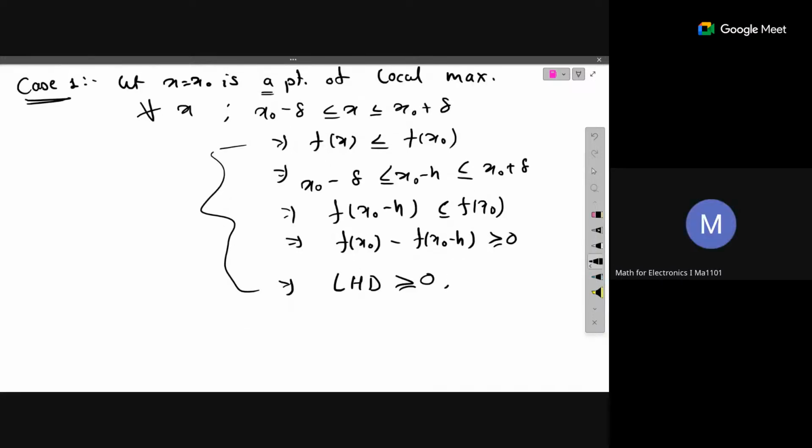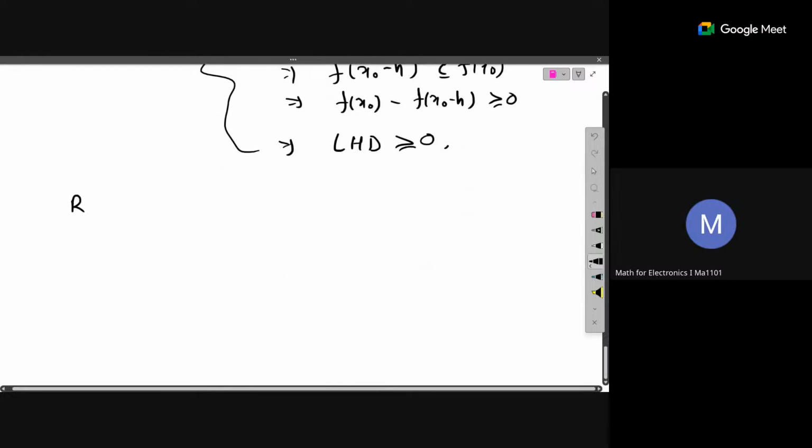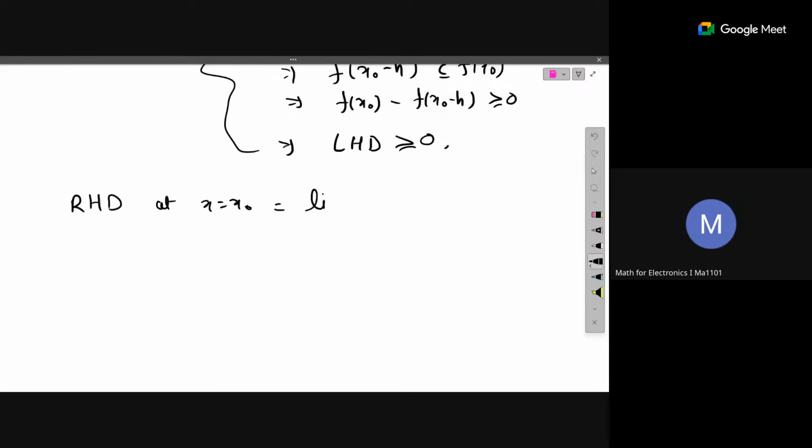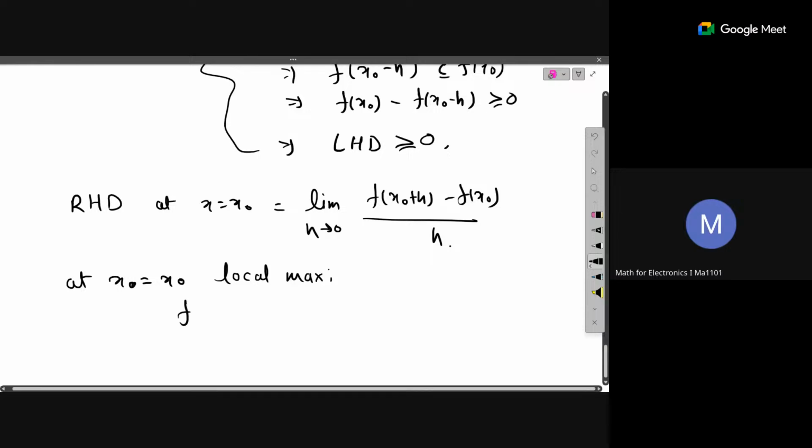Now, let's try to see what will be the right-hand derivative here. So what is the right-hand derivative at x equals x naught? The right-hand derivative is given by this particular limit: limit h going to 0 of f of x naught plus h minus f of x naught upon h. Now, again, at x equals x naught, we have a local maxima, right? So it means that f of x naught plus h will be less than or equal to f of x naught.